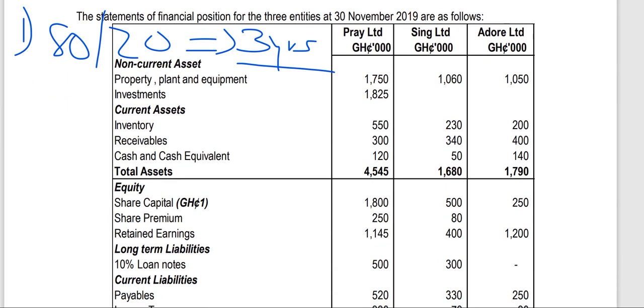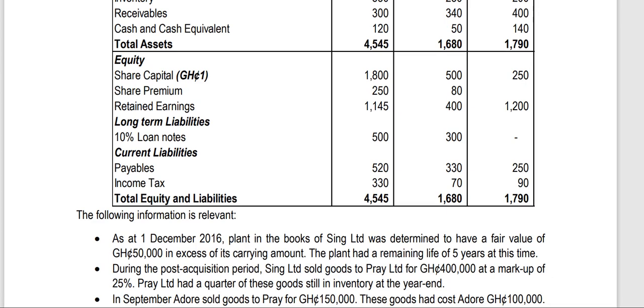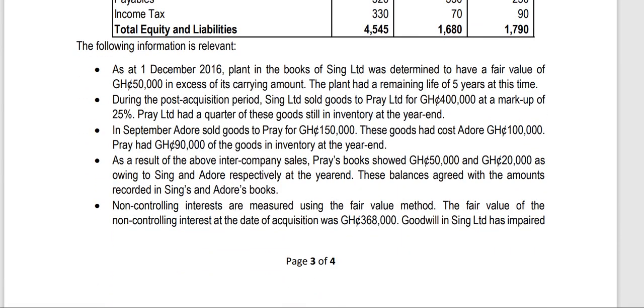So you have your financial statement. You must pay attention to look at the figures you have in the financial statement. PPE, investment, inventory, receivable, cash and cash equivalent, share capital, share premium, retained earning, loan, all that. Now let's focus on the footnote, which is what I'll be taking you through largely.